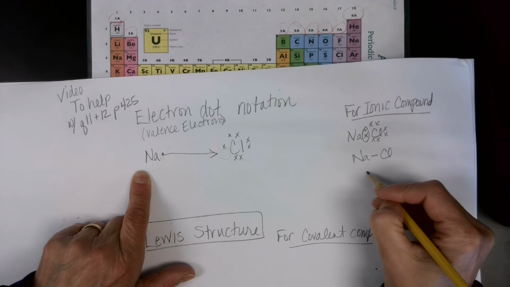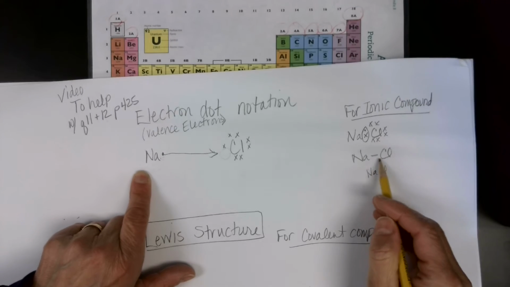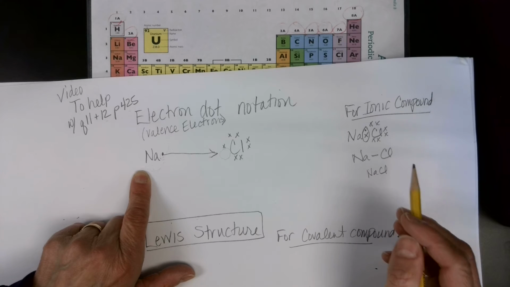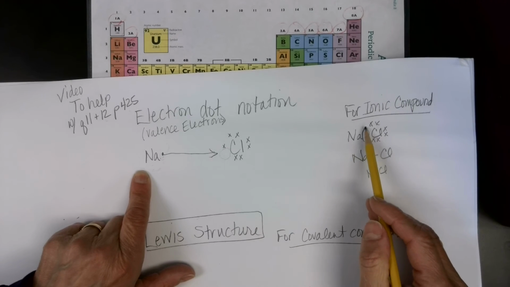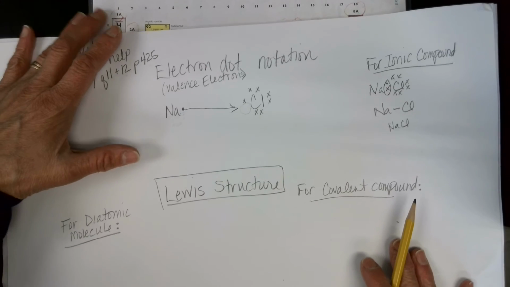So sodium chloride, table salt, is going to be written like this. This would be a dash to represent the bond, the one single bond that's happening there. And this would show the pair of electrons that's being shared in the process.